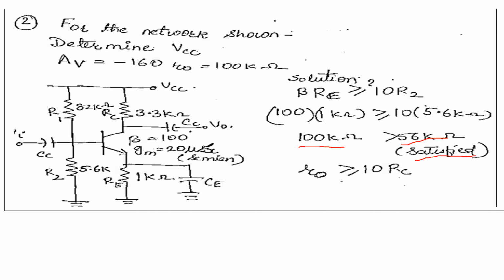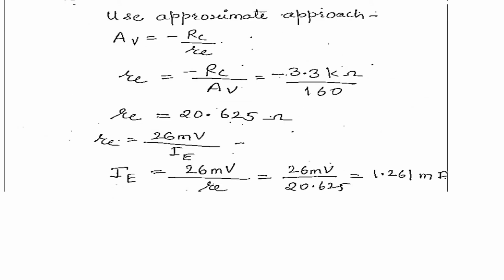So take R0 is greater than or equal to 10 times RC. Then you will be able to find out the voltage gain AV since it is stable, and here AV is known, so you are substituting that value and calculating RE. So RE is coming out this much over here. Use this for finding out the current IE, which comes out to be 1.261 milliamperes.